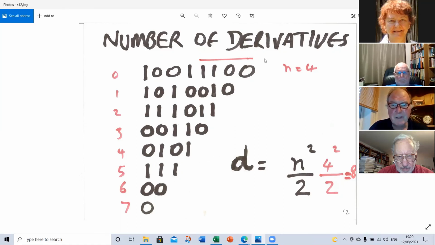A very important point is that for all binary strings, for every number, the number of binary derivatives is finite, and it's exactly equal to n squared divided by 2. So as the number S goes to infinity, for very large strings, the number of derivatives is much lower.